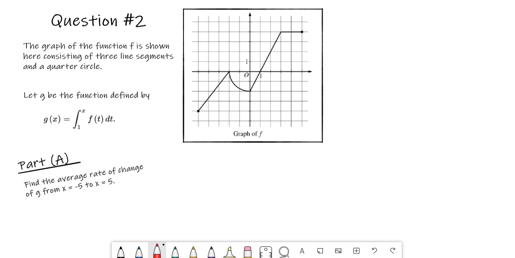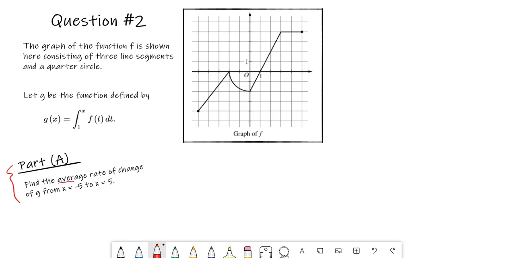Okay, so here we have question number 2 from the practice exam. It says the graph of the function f is shown here, consisting of 3 line segments and a quarter circle. Let g be the function defined by g of x equal to the definite integral from 1 to x of f of t dt. And part A is asking that we find the average rate of change of the function g from x equals -5 to x equals 5.